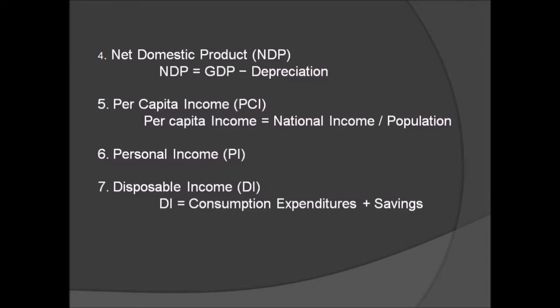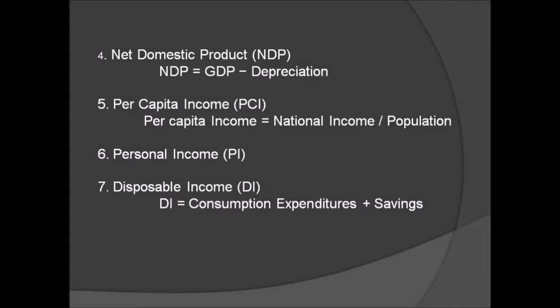Net domestic product. Net domestic product is a part of gross domestic product, that is NDP is a part of GDP. The NDP is obtained from the gross domestic product by deducting the quantum of wear and tear expenses, which we call it as depreciation. So therefore NDP equal to GDP minus depreciation.